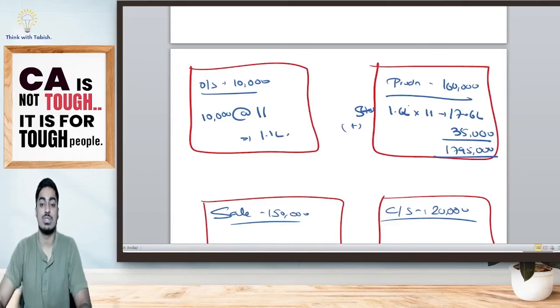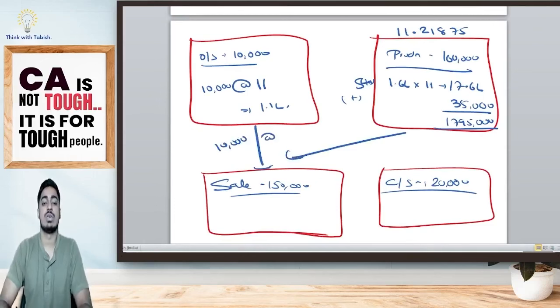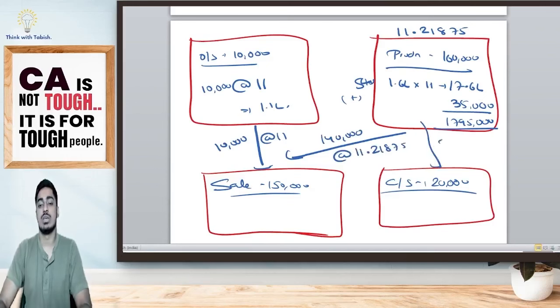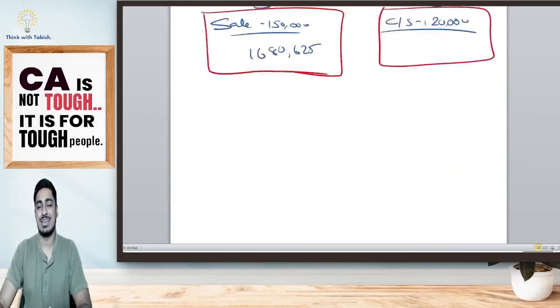That means per unit how much it is, students? It is at the rate of 11.21875. Based on this, I have my sales. From where will I sell first, students? I will sell from my opening stock 10,000 units at the rate of 11. Balance 1,40,000 units at the rate of 11.21875. So I have my closing stock here 20,000 units at the rate of 11.21875. Slowly, 10,000 at the rate of 11 plus 1,40,000 at the rate of 11.21875 makes 16,80,625 rupees.